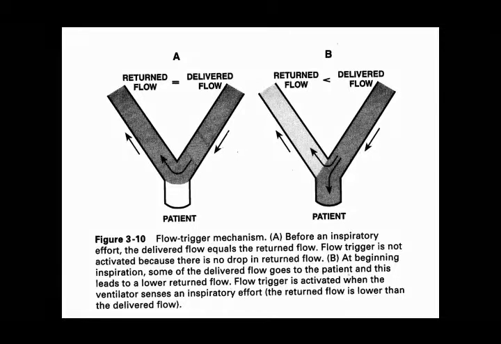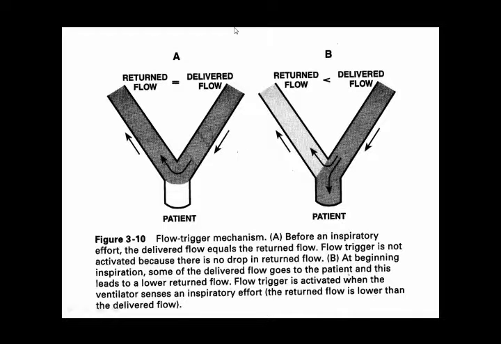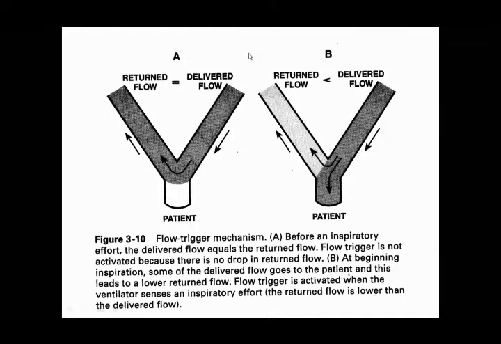So far, so good? If I don't see anything going on, then the patient's just sitting there. What if the patient now begins to try to take a breath in? That means that some of that flow that was coming out was taken by the patient and it's not being seen coming back. So the return flow is now less than what the ventilator put out. The ventilator says, somebody must be wanting a breath. I'm going to deliver a breath. And that's the triggering mechanism. It sees a flow difference.